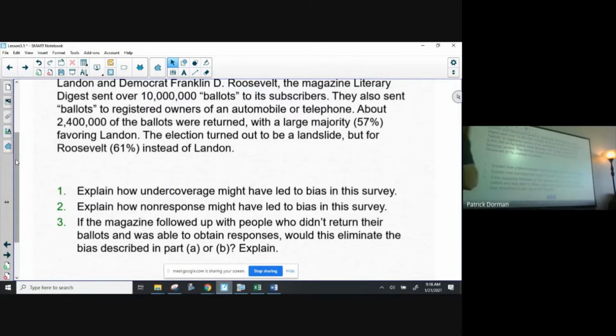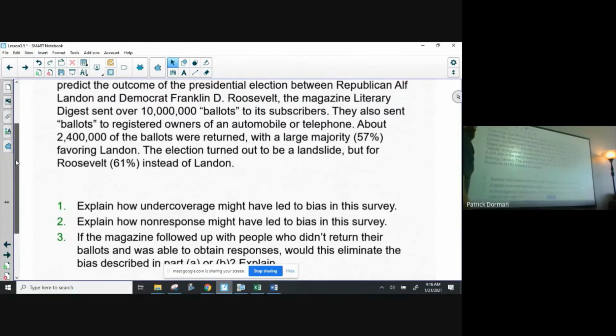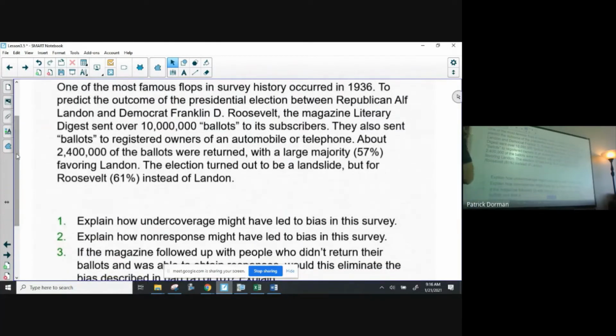All right, so we talked about undercoverage. Let's talk about non-response. Let's look again at how they did this. So they just sent out a ballot and they had them fill out essentially an artificial ballot. I'm just trying to think about what they actually got sent. Were they asked, "Hey, do you want to vote for Landon?" But it was just a fake ballot, just an artificial ballot.